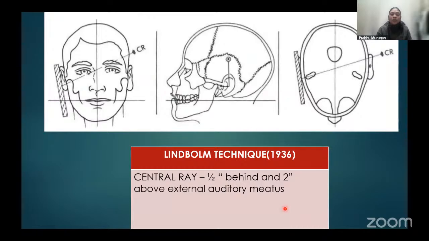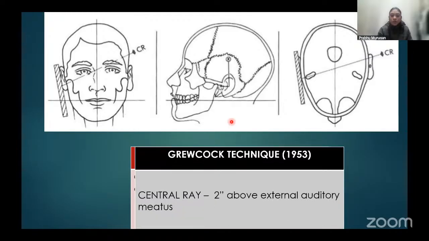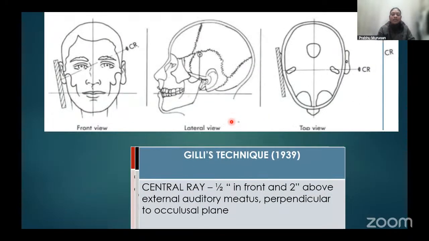In the Lindblom technique, the central ray is passing half inch behind and half inch above your external auditory meatus. Your Grewcock technique is 2 inches above your external auditory meatus. This is the central X-ray projection, remember. And then is your Gillies technique. In the Gillies technique, it is half inch in front and half inch above your external auditory meatus, perpendicular to the occlusal plane. So these are the three techniques, the Lindblom technique, Grewcock technique, and Gillies technique, used for your transcranial TMJ view, remember.